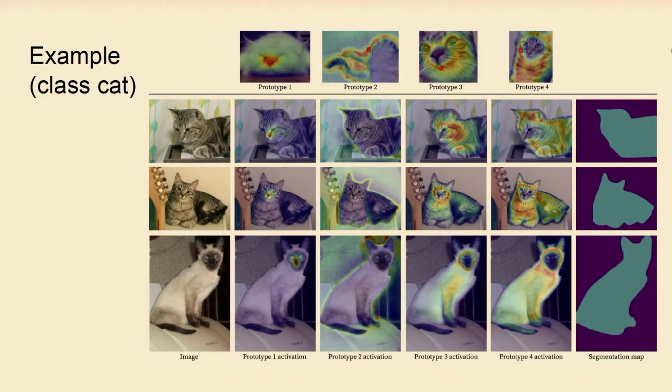So this way, instead of just returning the segmentation map, we could also say to which prototype all the pixels correspond, right? Which prototype activated most.